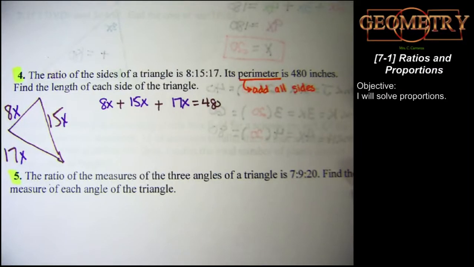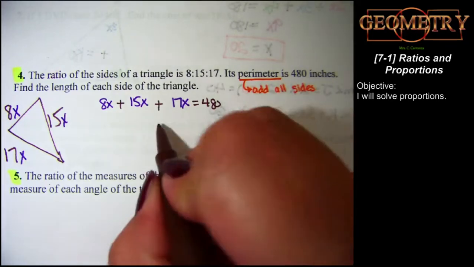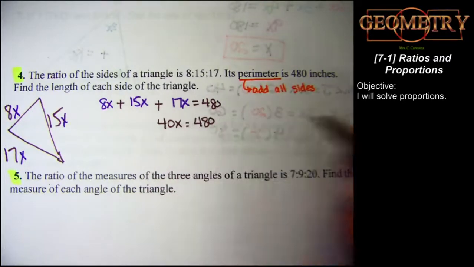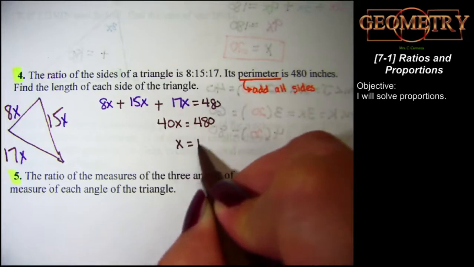40? 8 plus 15 plus 17? 40? Okay. Calculator's really good right now. Calculators are good. And x is 12? Okay.